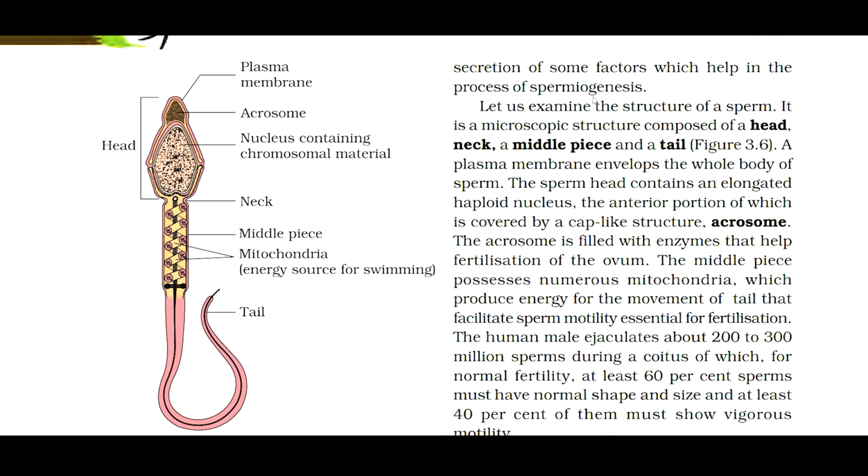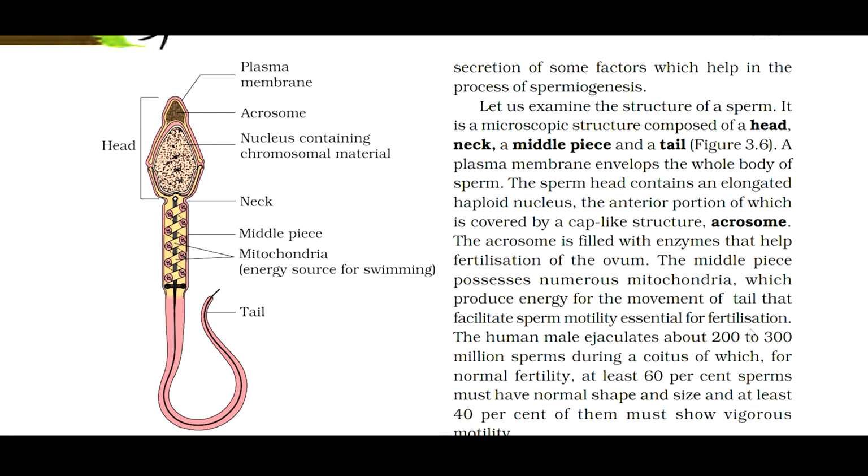Let us examine the structure of a sperm. It is a microscopic structure composed of a head, neck, a middle piece and a tail, which is given in figure 3.6. A plasma membrane envelops the whole body of the sperm. The sperm head contains an elongated haploid nucleus, the anterior portion of which is covered by a cap-like structure, the acrosome. The acrosome is filled with enzymes that help fertilization of the ovum. The middle piece possesses numerous mitochondria which produce energy for the movement of the tail that facilitates sperm motility essential for fertilization.